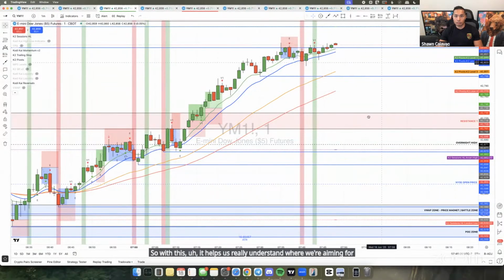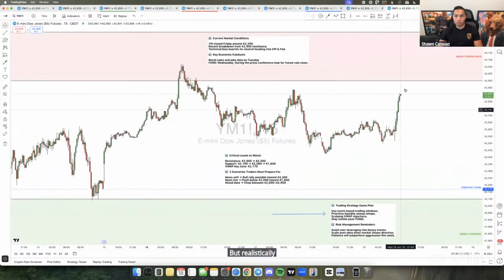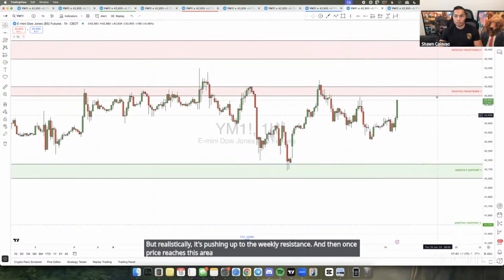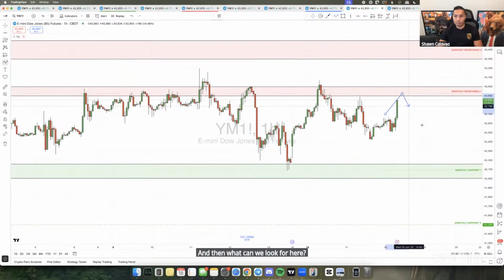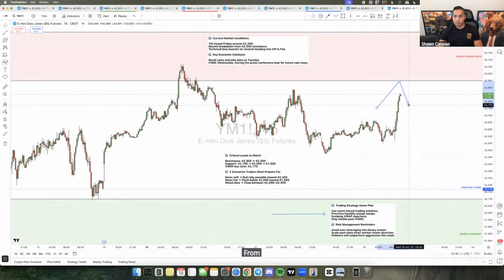So right now it looks like prices are kind of just climbing up, but realistically it's pushing up to the weekly resistance. And then once price reaches this area, it's going to push up into the monthly resistance. And then what can we look for here? Possible sweeps from the monthly resistance and possible sweeps from the weekly resistance.